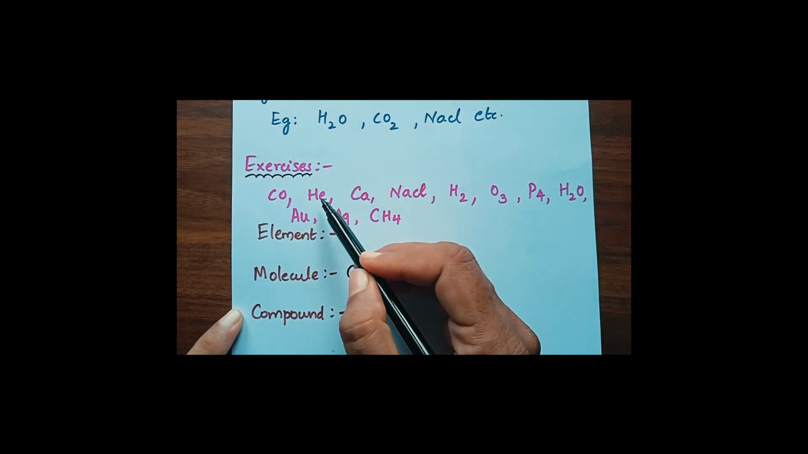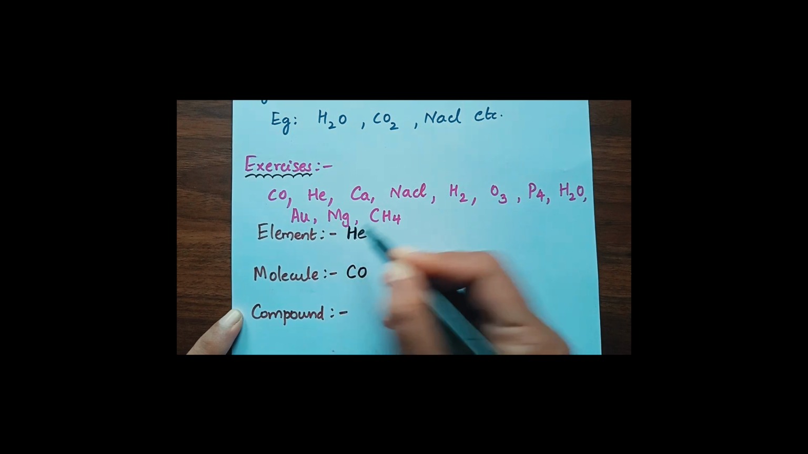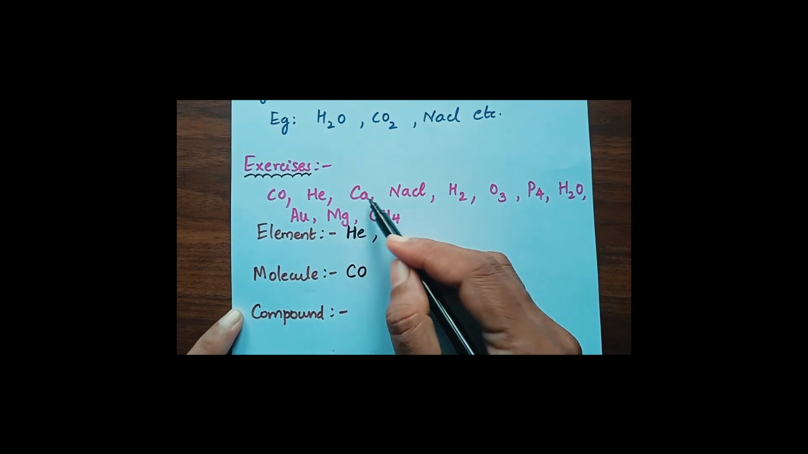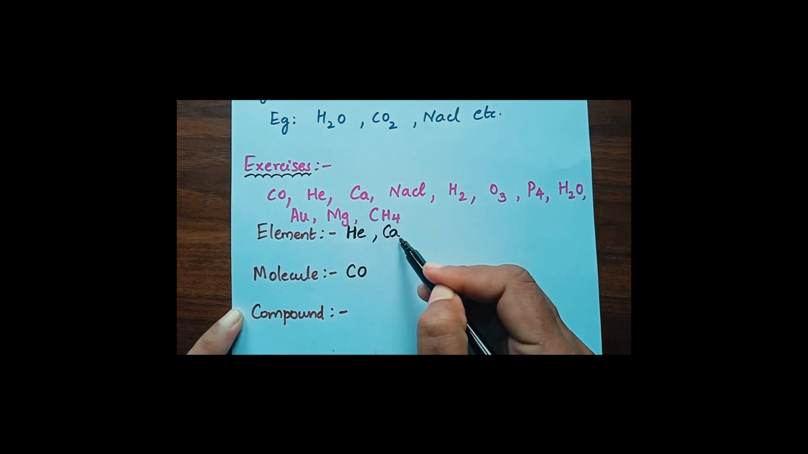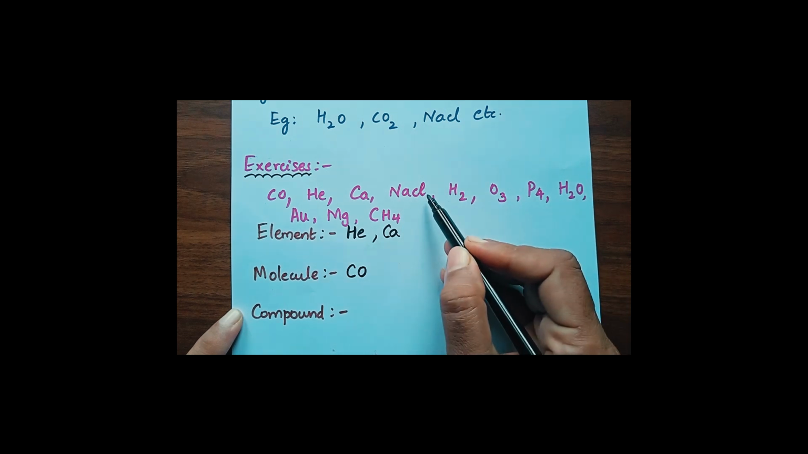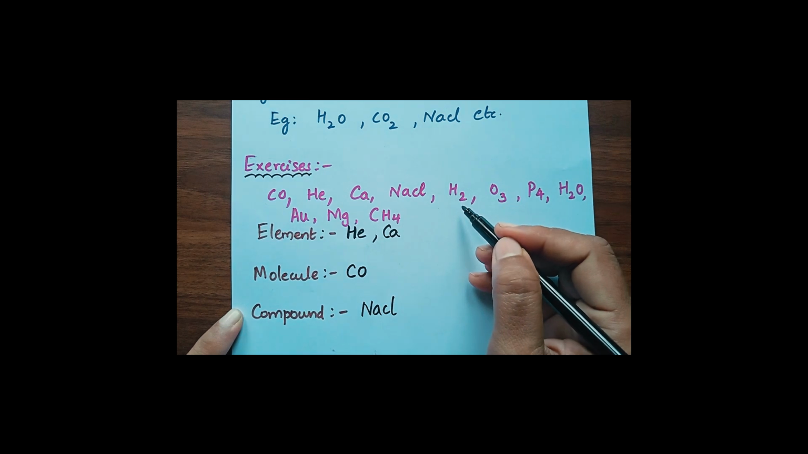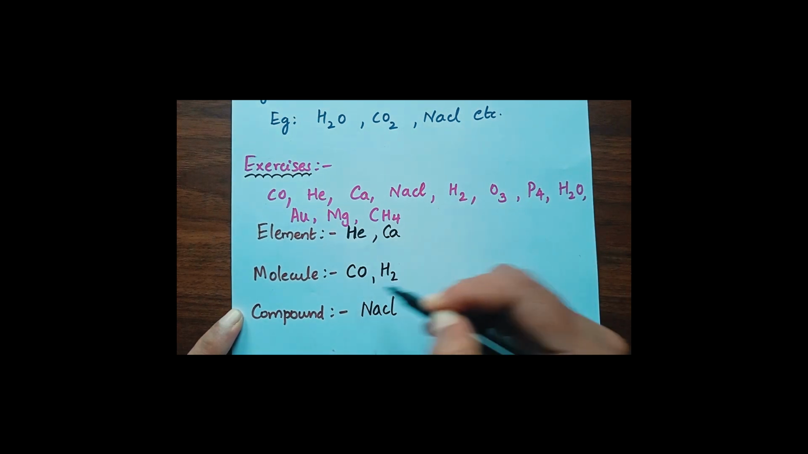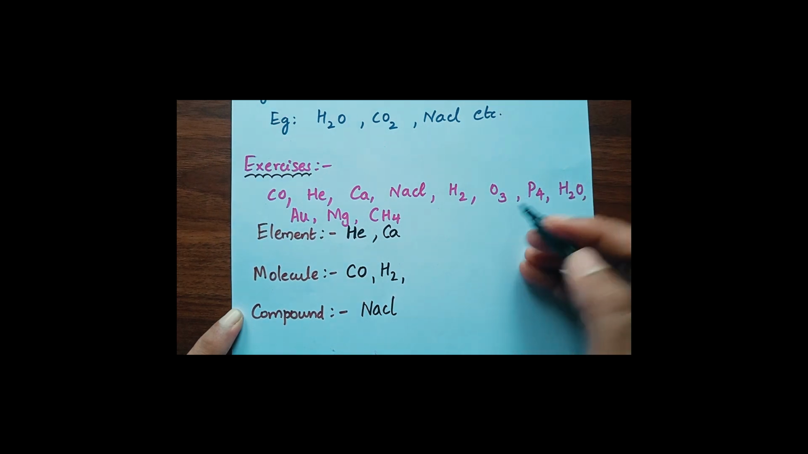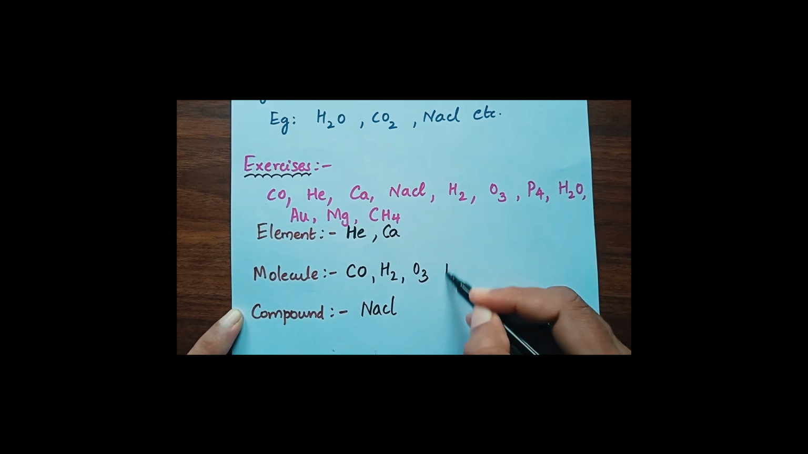Helium, there is only one type of atom present here, so it comes in element. Next, calcium also has only one type of atom, so it comes in element. Sodium chloride, as I said, comes in compound. H2, two hydrogen atoms are present, so it comes in molecule. O3, triatomic molecule, you saw it, right? The same one. P4, polyatomic molecule.